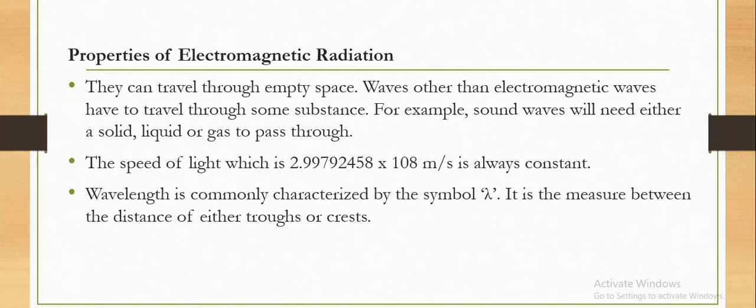Properties of electromagnetic radiation. They can travel through empty space. Waves other than electromagnetic waves have to travel through some substance. For example, sound waves will need either a solid, liquid or gas to pass through. The speed of light, which is approximately 3 × 10^8 meter per second, is always constant. Wavelength is commonly characterized by the symbol lambda. It is the measure of the distance between either troughs or crests.